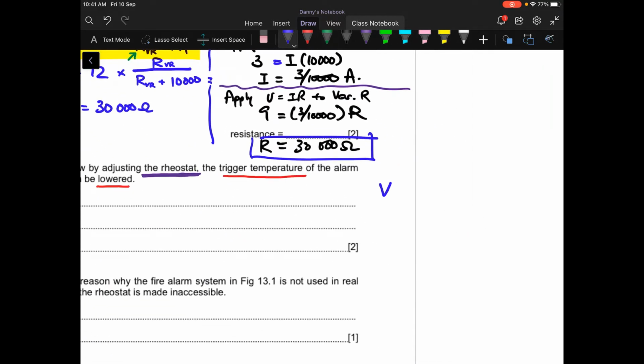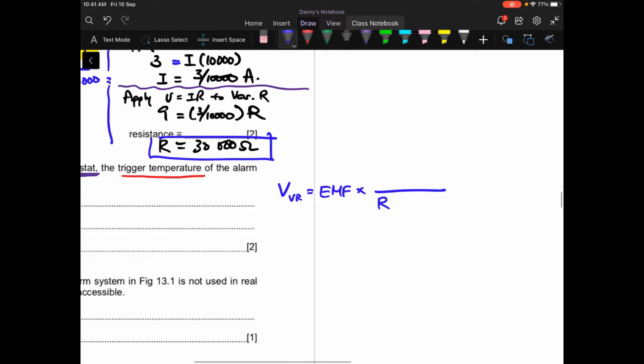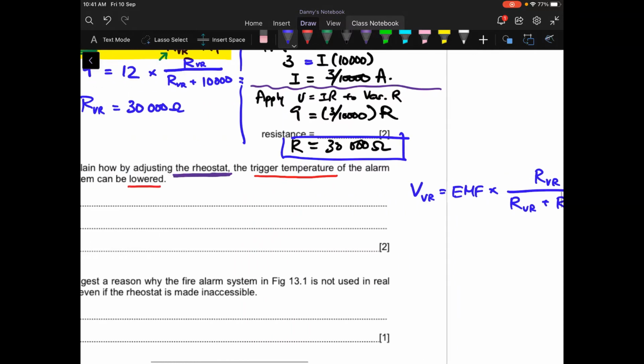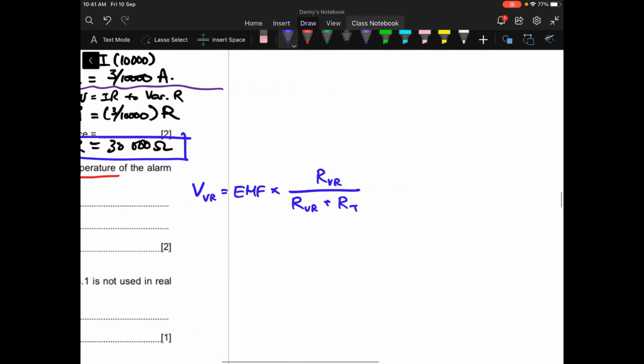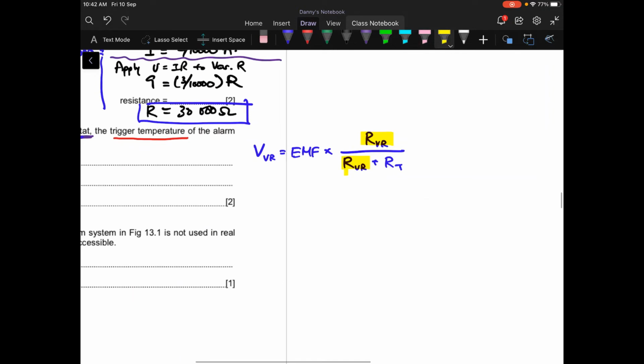So if you take this formula, you take this mathematical expression and you write it over here, V of the variable resistor equals to the EMF being shared between these two resistors. You can actually work out, you can actually make the resistance of the variable resistor as the subject so that you will know how these parameters relate to one another. And it is quite straightforward. So let's play around with this and I will show you how you can easily do that.